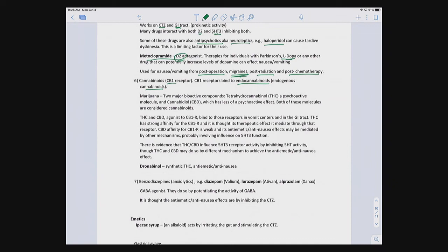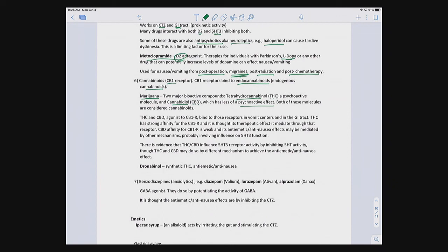So when we think cannabinoid, typically we think marijuana. There are a lot of bioactive molecules associated with marijuana, of course. But the two major bioactive molecules are going to be tetrahydrocannabinol, THC. And that's the psychoactive molecule. That's the molecule that gives you the buzz or the high when you smoke marijuana. The other is cannabidiol. We're going to call that CBD. And that has less of a psychoactive effect. But both of these molecules, again, are just considered cannabinoids.